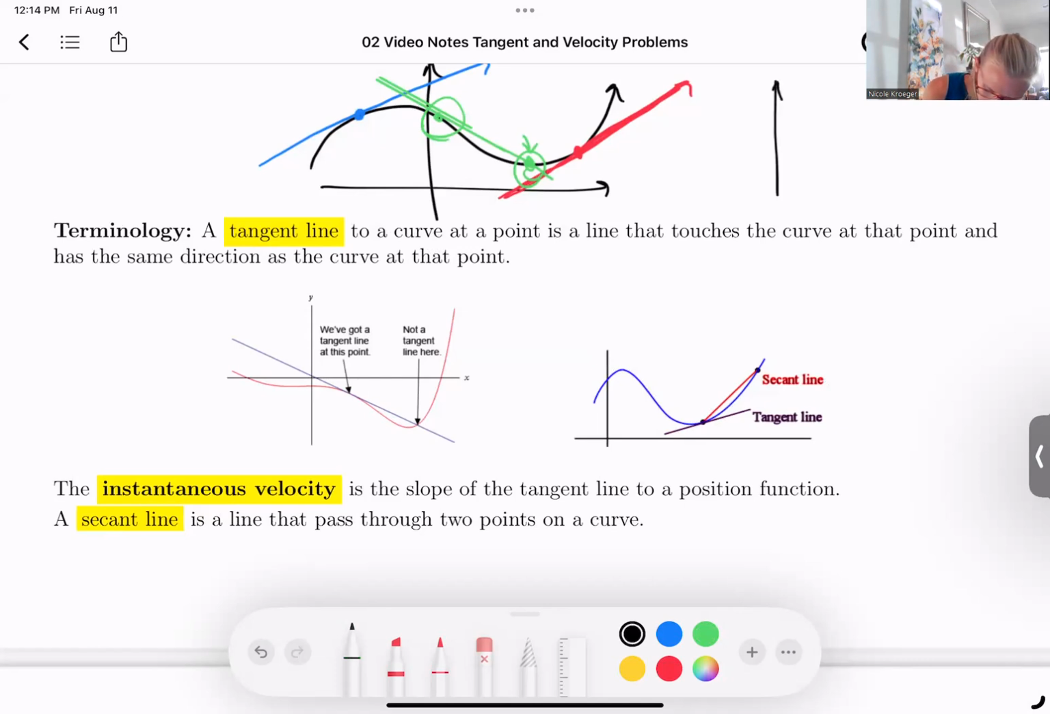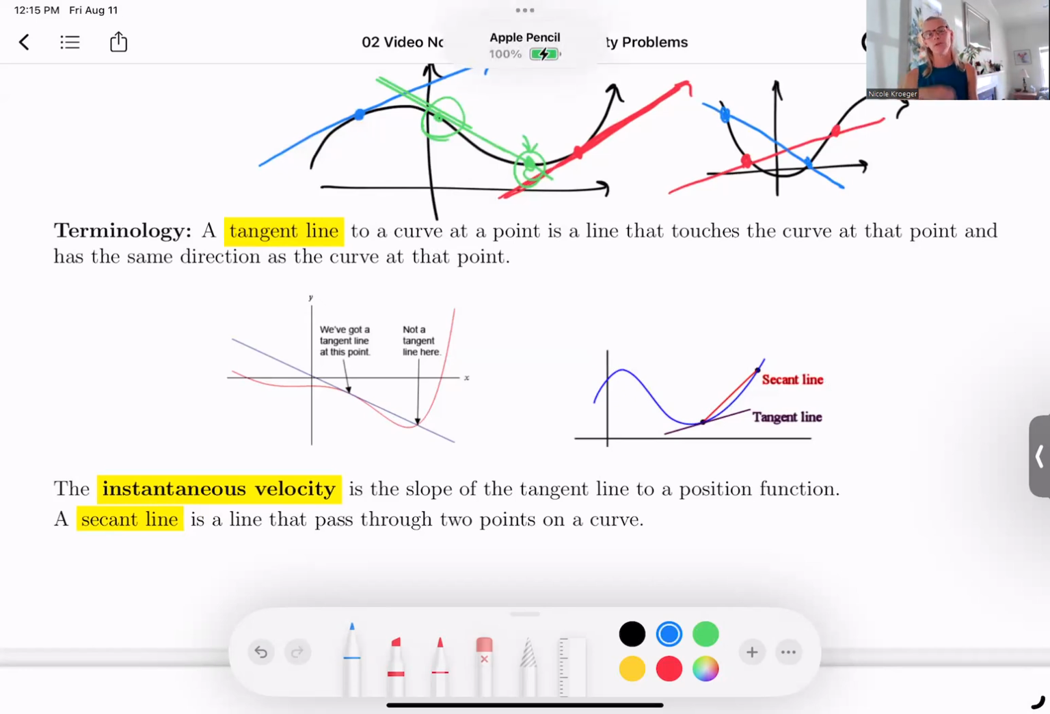Let me just draw an example of a secant line. If I have this curve, pick my favorite two points on here. If I join those two points, that is a secant line. Pick two more points that I like and join those two points. That is a secant line. So for a secant line, I just need two points on a curve that I join. Okay, we use secant lines to approximate the slopes of tangent lines.